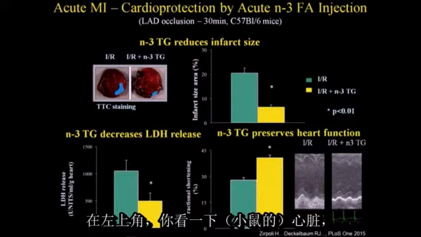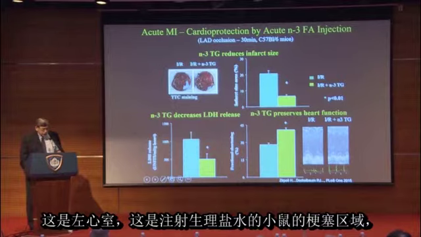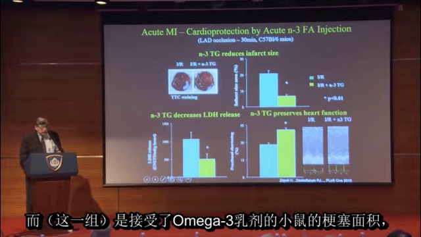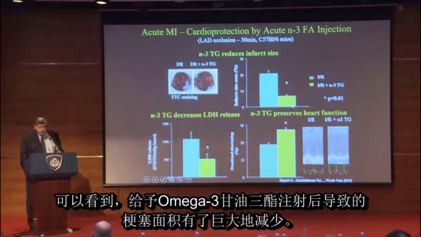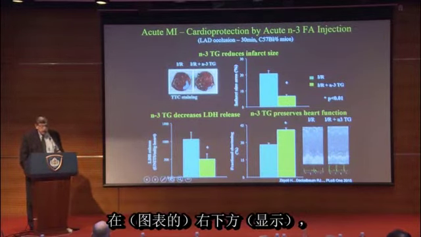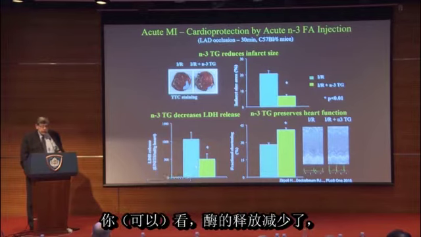So here on the upper left, you see the heart. This is the left ventricle. And this is the infarct area in the saline-injected mice. And that's the infarct area in the mice that have received the omega-3 emulsion. And that's quantitated here in terms of infarct size, with the saline injection and a huge decrease in infarct size with the omega-3 triglyceride injection. And below, lower right, you see decreased release of enzymes.